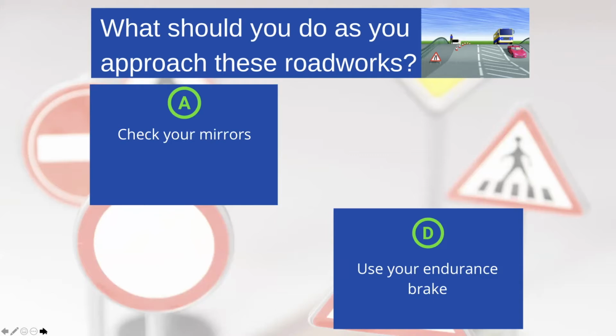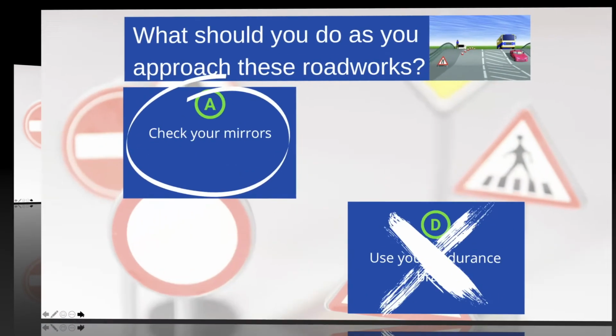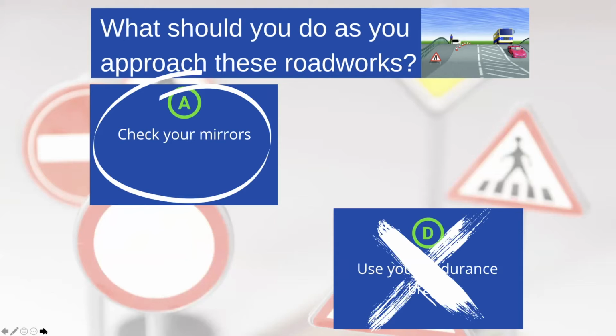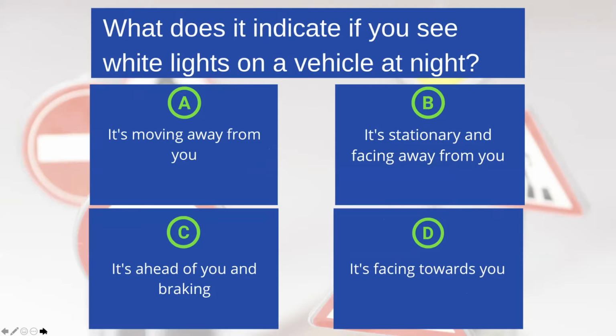Which is the safest thing? What should you be doing as you approach any hazard? So the answer here would be A, check your mirrors. You will check your mirrors before you slow down, before you speed up, before you change position in the road, before you change direction, and as you approach any hazard. So that's the tactic you should use for all your questions to make answering them much, much easier. Let's have a look at a few more questions and answers.